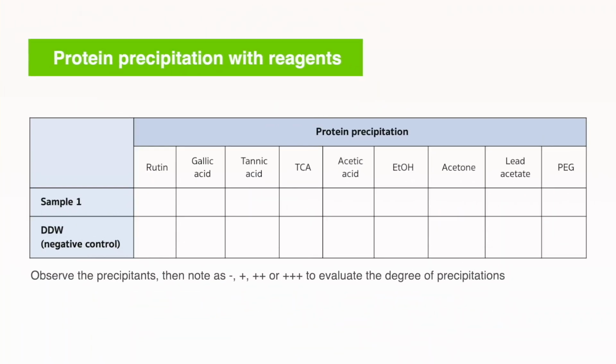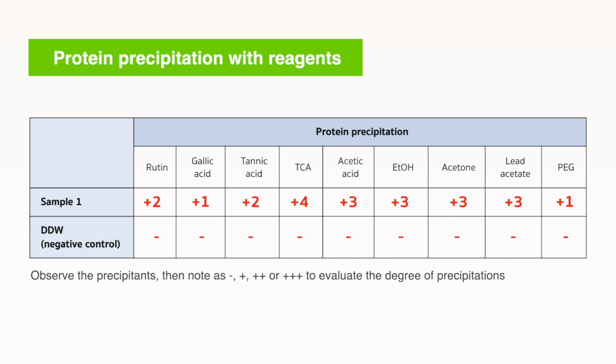The result indicated that each reagent has different precipitation efficiency. We could classify the reagents into 4 groups by the strength of precipitation efficiency. The +1 group contains gallic acid and PEG. The +2 group contains lutein and tannic acid. The +3 group contains acetic acid, ethanol, acetone, and lactic acid. The +4 group contains TCA.